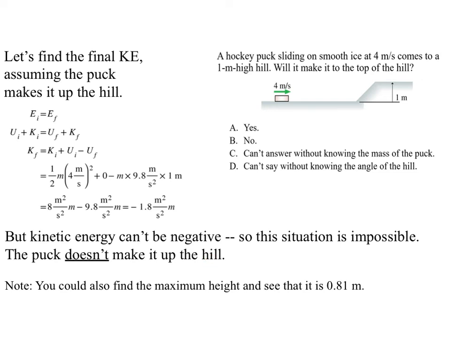You could also say, how high could it go? In other words, convert the initial kinetic energy into mgh. What would h be? You find it's only 0.881 meters, so it's not enough to get up the hill. Either way, it doesn't make it. And that's what I was saying earlier: if you get a negative kinetic energy, it can tell you not that you're wrong, but that your situation can't be what you thought it was.